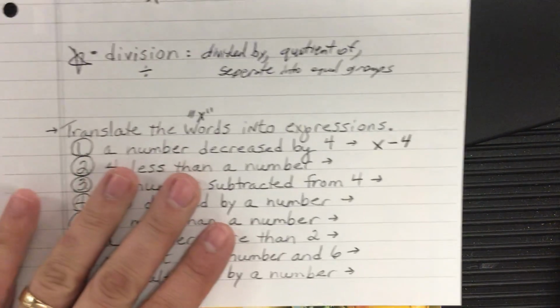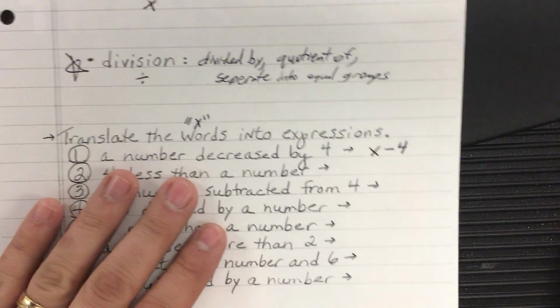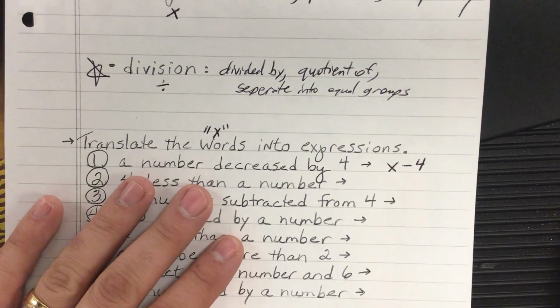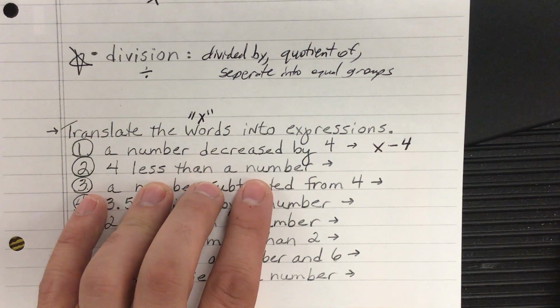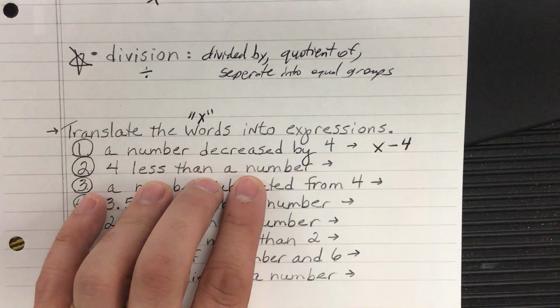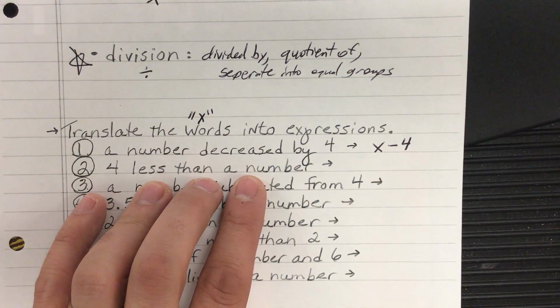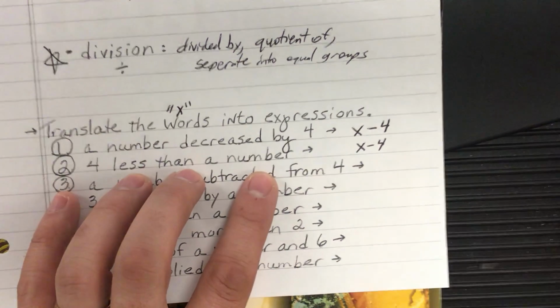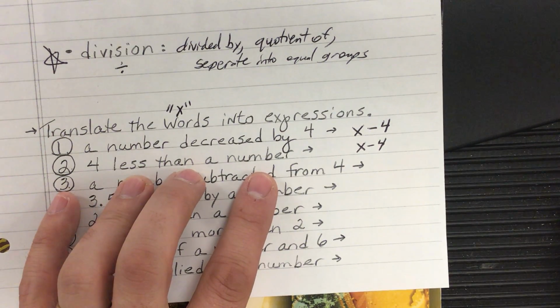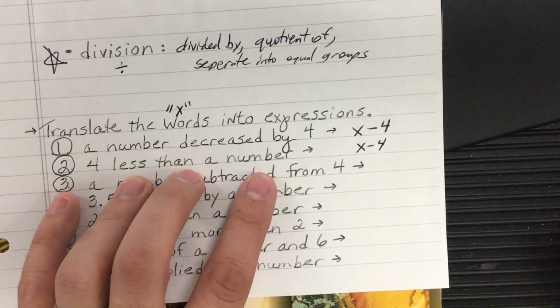4 less than a number. So let's say I have the number 5. What is 4 less than that? 1. How'd you get that? Because we did 5 minus 4. Yeah, so you took the number minus 4. That gives you 4 less than a number. Again, you have to have that order. 4 minus x would be wrong. And you can always try any number you want for a number to see if it works.